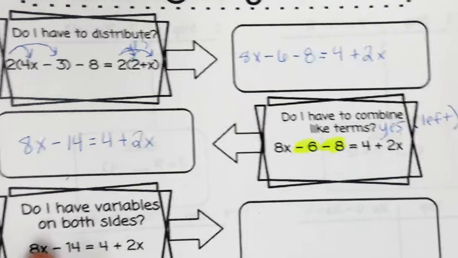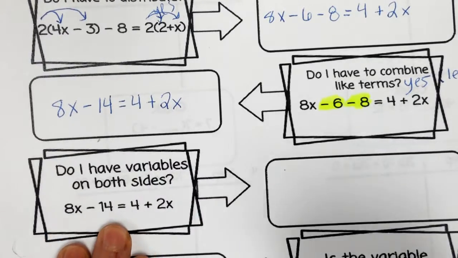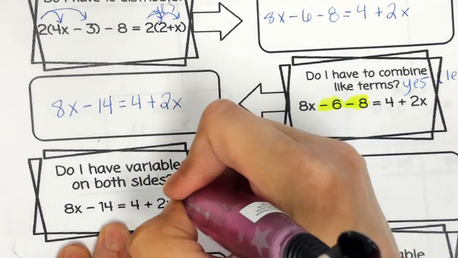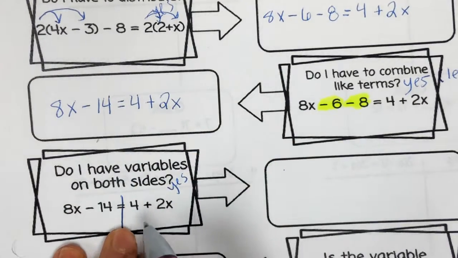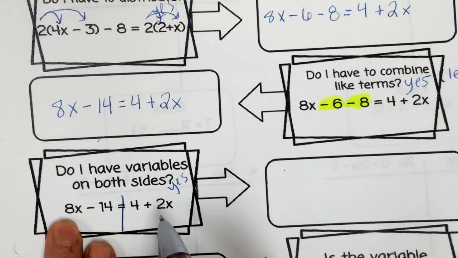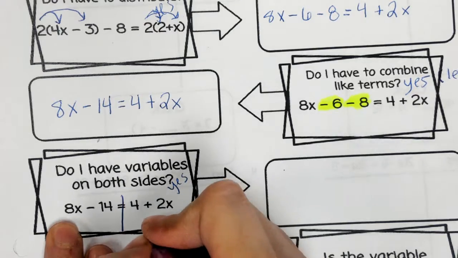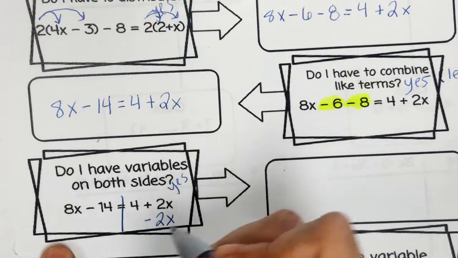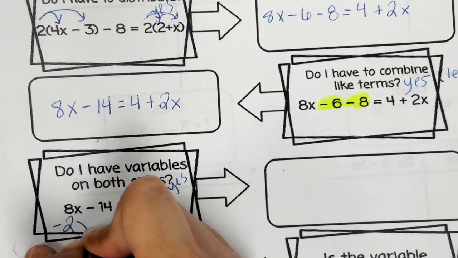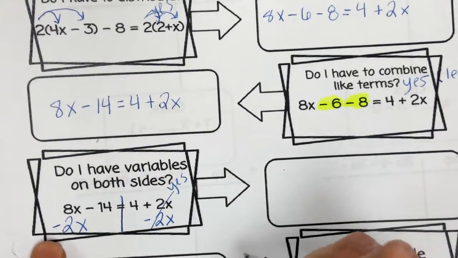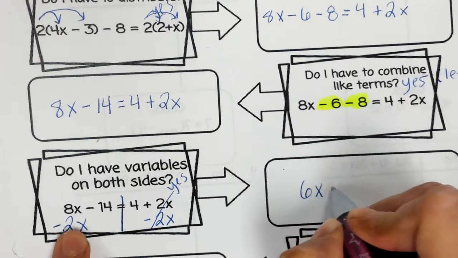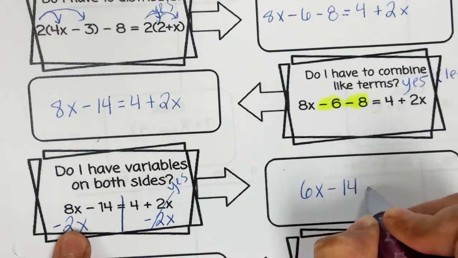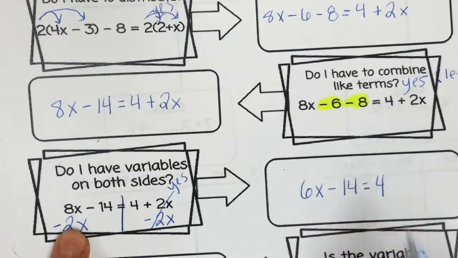Okay, next step. Do I have variables on both sides? Yes or no? Yes. In this one, it is a yes. So that tells me I need to move the smaller one. Okay, I have 8x and 2x. Which one do I move? 2x. It's positive 2x. So to move it, I subtract. Minus 2x, minus 2x. So now I'm going to have 8x minus 2x is 6x minus 14 is equal to 4.